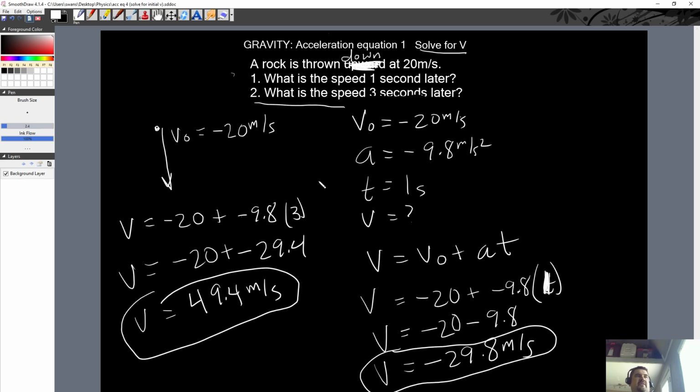So they threw it down at this speed. A second later, it's going this fast. 3 seconds after they threw it, it's going this fast. Of course, it's just going to go faster and faster and faster because once you throw it down, it only is going to gain speed because gravity is just going to speed it up. So that's it, guys. And now you can try your practice problems.